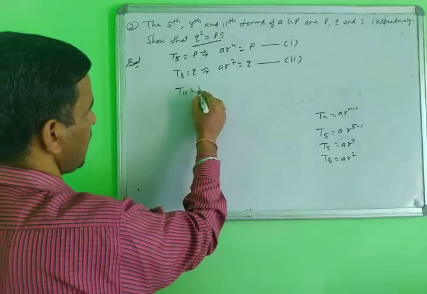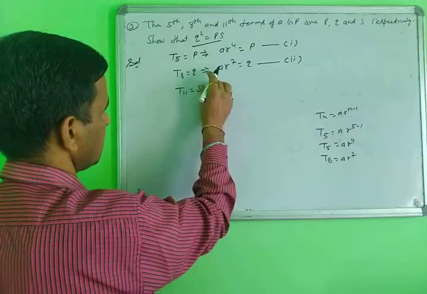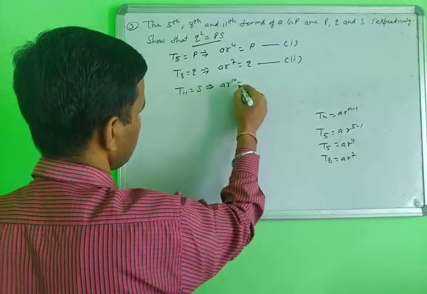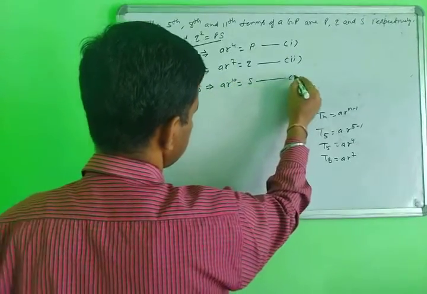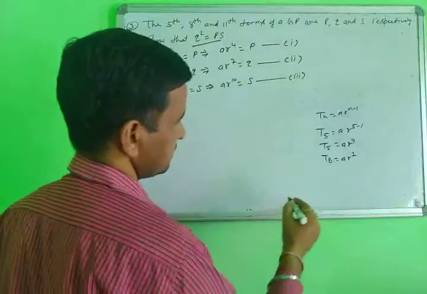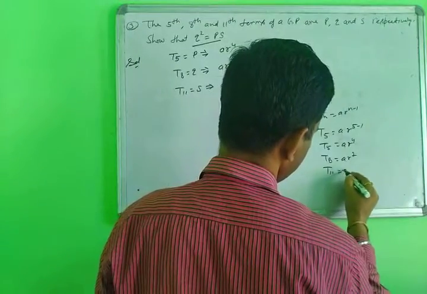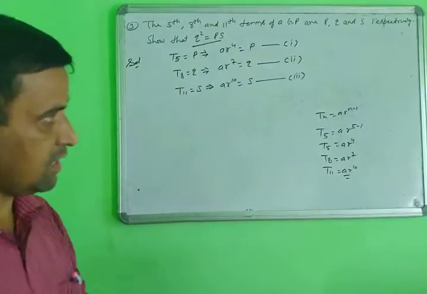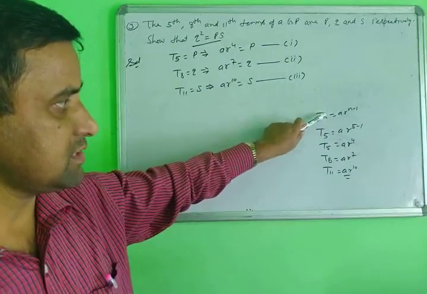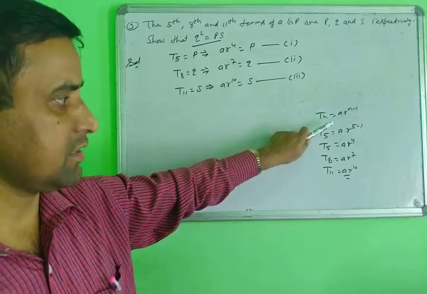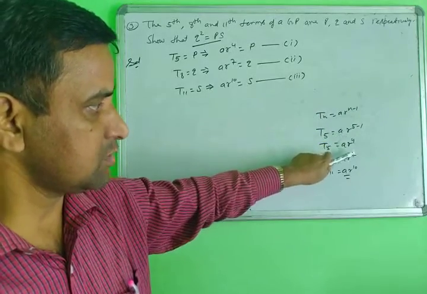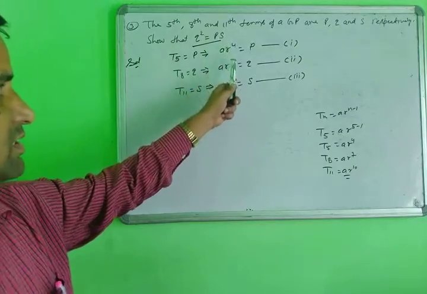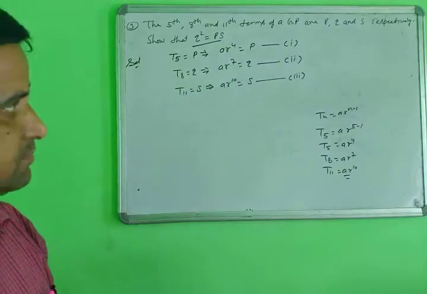And same thing here, T11 equals S, that is AR^10 equals S. The equation third. T11 equals AR^10. In this way, you put the value of n in the general term, then you get the powers 4, 7 and 10. So this is the first equation, this is the second equation, this is the third equation.